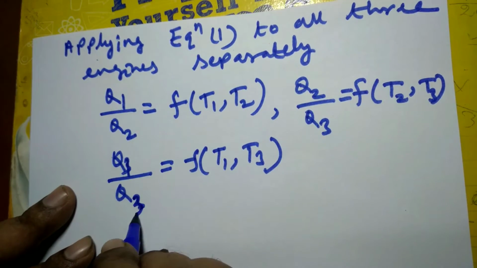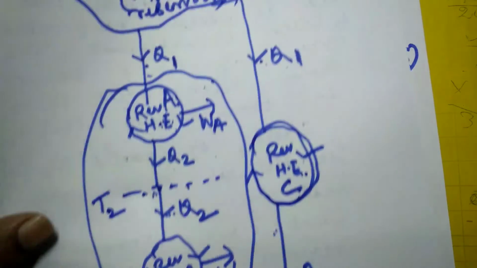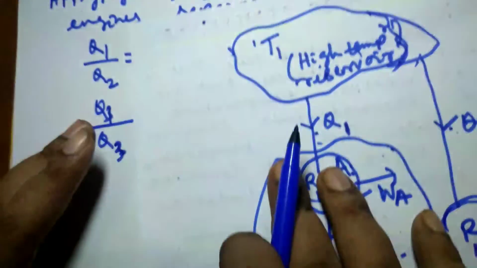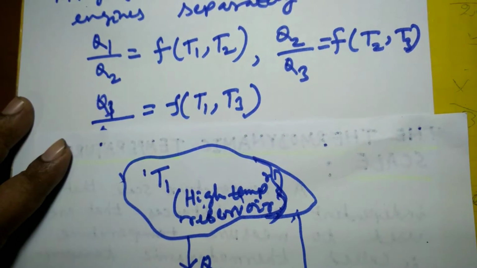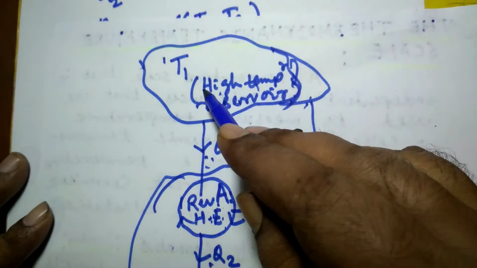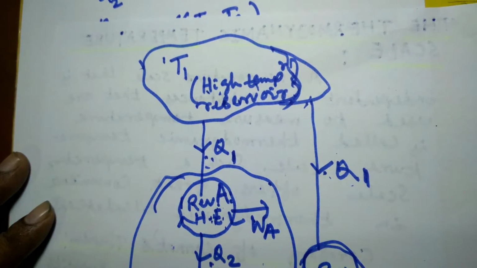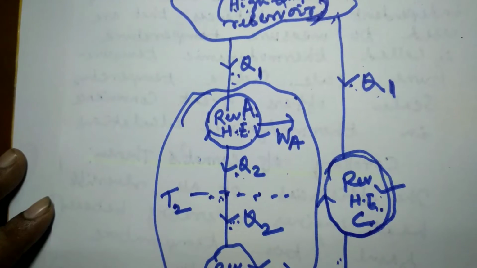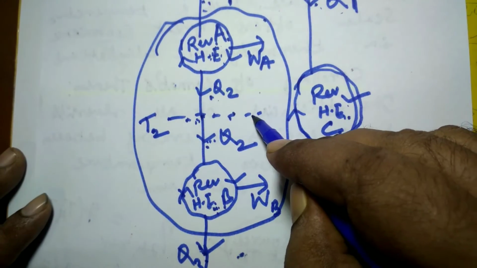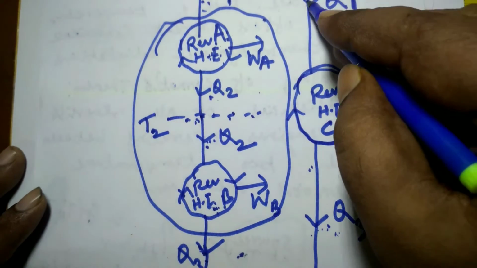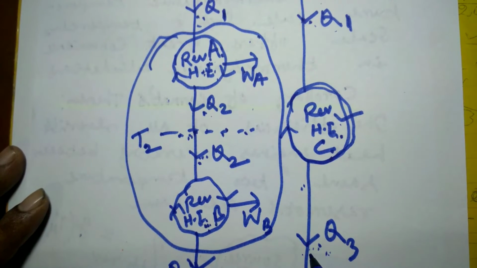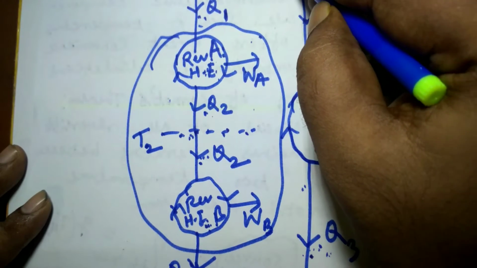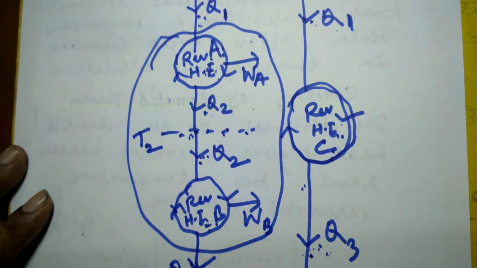Q1 by Q3 is F of T1 T3. You see here, Q1 by Q2 is a function of temperatures T1 and T2. Q2 by Q3 is a function of temperatures T2 and T3. And Q1 by Q3, for this reversible heat engine C, is a function of this temperature and T3.